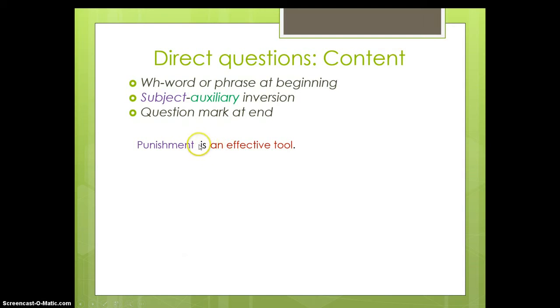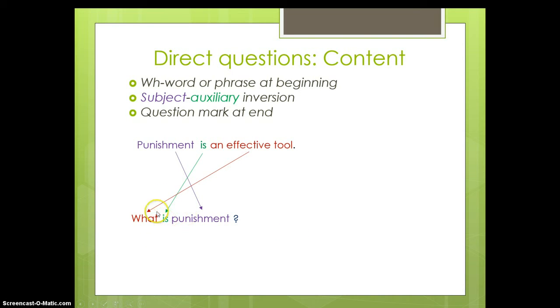Now here's our example in which we just have is. We don't have an auxiliary verb, but we're going to treat it as one. So, by the way, an effective tool. So I'm going to put that as what, and then is. Now we can treat it as an auxiliary verb. There it is, and then punishment. Okay, and there is no rest of the sentence to carry down, so we just finish it with our question mark.